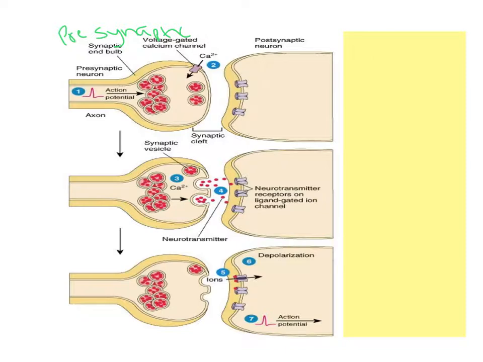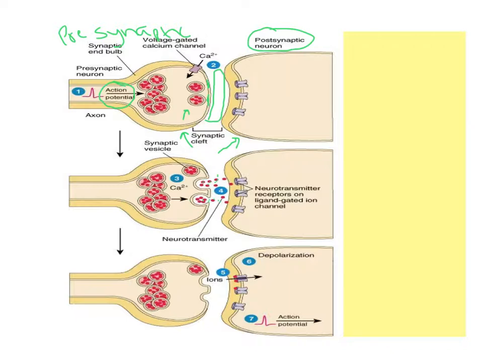Pre means before, so this is the neuron that is before the synapse, which is right here. Remember, the synapse is the space between this neuron, the presynaptic neuron, and the postsynaptic neuron. So this guy you see in an action potential has reached the synaptic end bulb. So these are the synaptic vesicles, and these guys are going to fuse with this membrane in the end bulb, and then it's going to release these neurotransmitters into the space, or into the synapse.